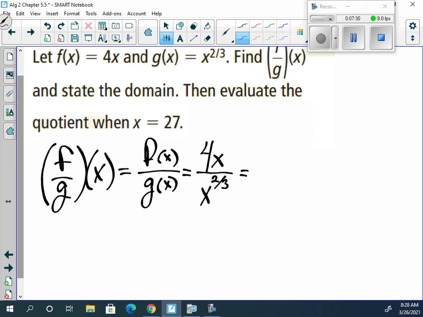Now, because x and x to the 2/3, the bases are the same, we can subtract the exponents. So that would give us 4x to the 1 minus 2/3. Now, what is 1 minus 2/3? It would be 1/3. So 4x to the 1/3.